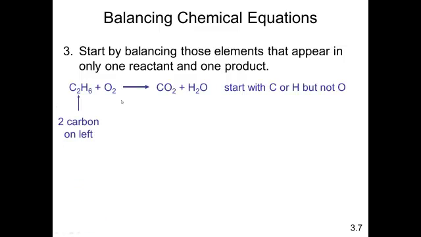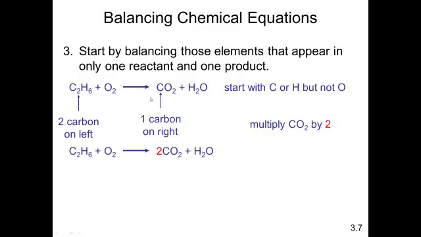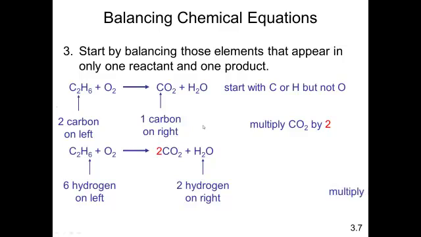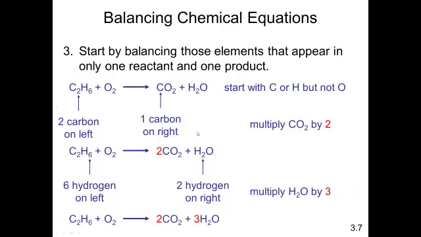So if we start with C, we see that we have 2 carbons on the left. How many do we have on the right? We only have 1. So how do we make 2 on the right? We're going to use a coefficient. Alright? And it changes to this. Alright, so we have 2 on the left, we have 2 on the right. Next thing is hydrogens. So we have 6 on the left. How many do we have on the right? We have 2. So we're going to need to use a coefficient, and it's going to be the coefficient 3 this time. And our new equation is going to look something like this. So we have 2 C's on the left, we have 2 C's on the right, 6 H's on the left, 6 H's on the right.